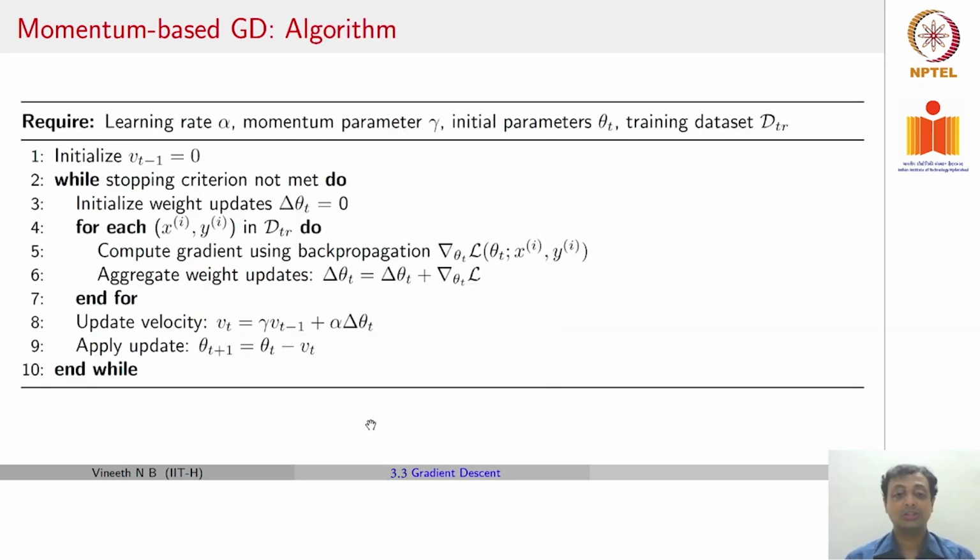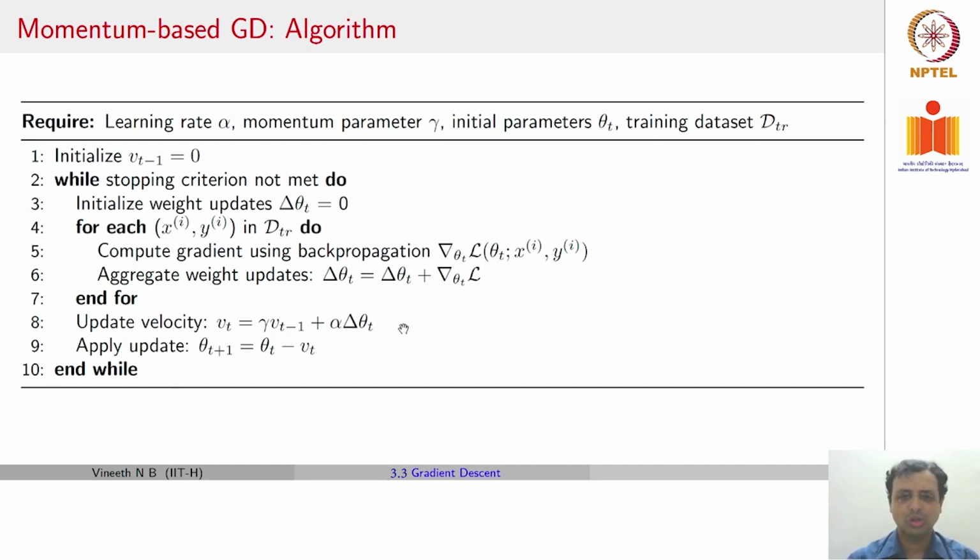Here is the algorithmic version of momentum-based gradient descent. You have a learning rate alpha, a momentum parameter gamma now, initial parameters, and a training data set. Pretty much the same algorithm as gradient descent. The only change now is lines 8 and 9, where you compute your velocity, which is gamma times V(t-1) plus alpha times delta theta t, your update based on your gradient, and then you update your parameters.